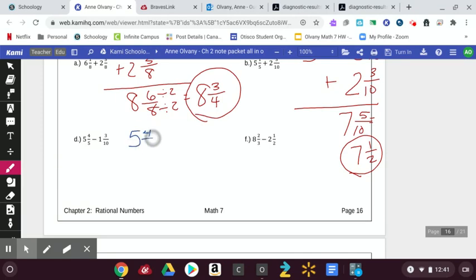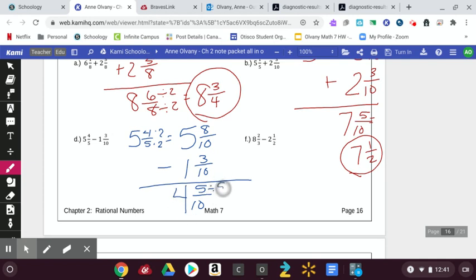So I'm going to multiply my numerator and denominator by 2 to get 5 and 8 tenths, subtracting 1 and 3 tenths. Subtract my numerators, 8 minus 3 is 5. Subtract my whole numbers, 5 minus 1 is 4. These can both be simplified by 5, 4 and 1/2.